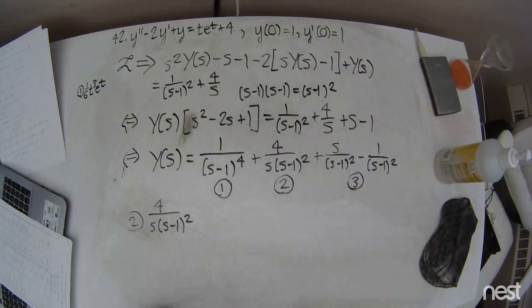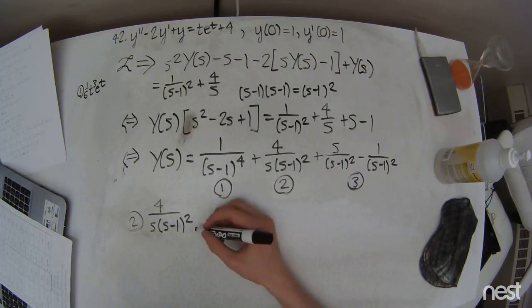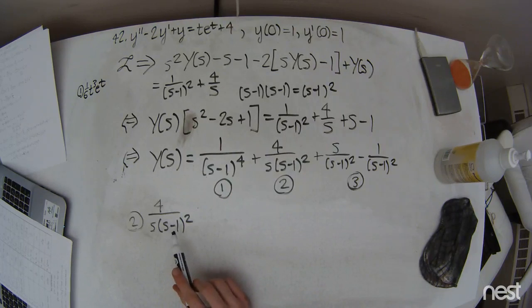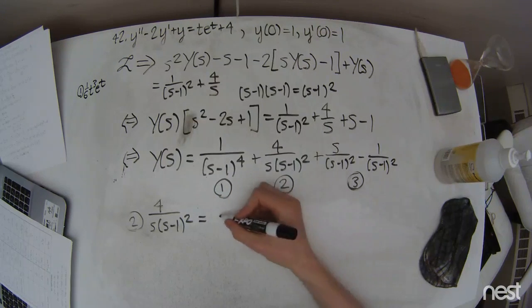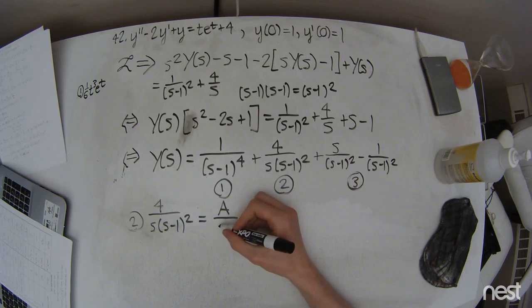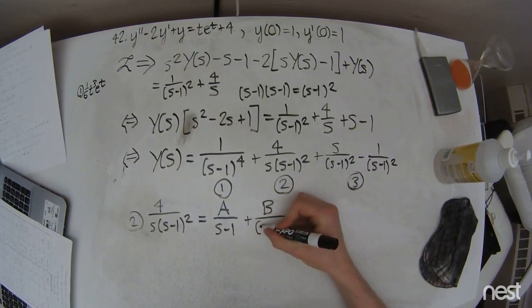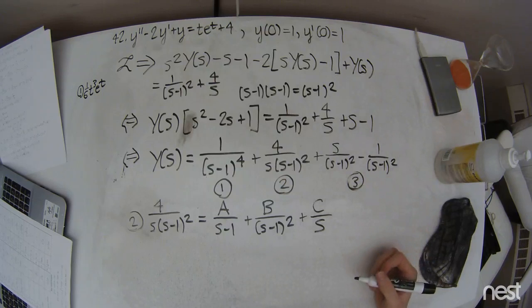Alright, so if we look at our Laplace transform table, we don't see anything that looks like s times something else squared like that. So what we need to do is some fancy algebra to force it to look like stuff that we know. So we're actually going to use partial fraction decomposition here, which works pretty well because the denominator is just a product of functions of s. So we're going to have a over s minus 1 plus b over s minus 1 squared plus c over s.